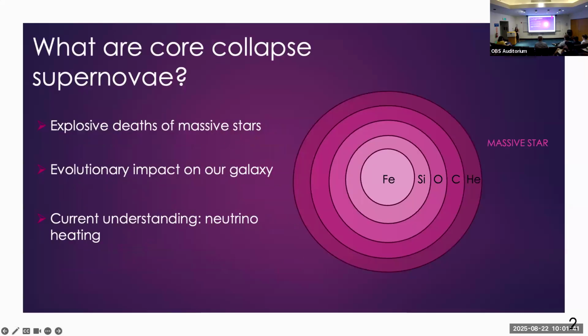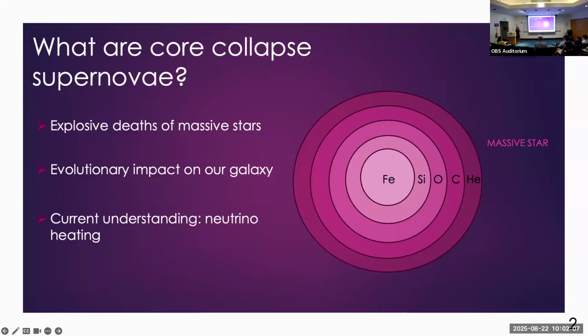Core collapse supernovae are the explosive deaths of massive stars typically greater than 8 solar masses. These core collapse supernovae are extremely influential to the evolution of our galaxy as they produce and distribute numerous elements including iron and oxygen. They also leave behind compact remnants like neutron stars and black holes. As such, we want to understand as much as possible about the explosion mechanism behind core collapse supernovae.